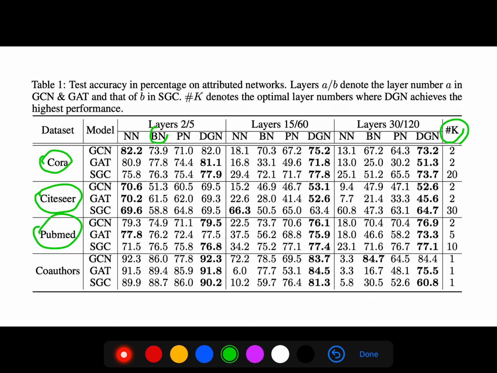This is the optimal layers. So the optimal layer numbers give the highest performance. So now sometimes a big number, sometimes a very small number, sometimes intermediate for PubMed. So layer 30 out of 120, layers 15, layers 2.